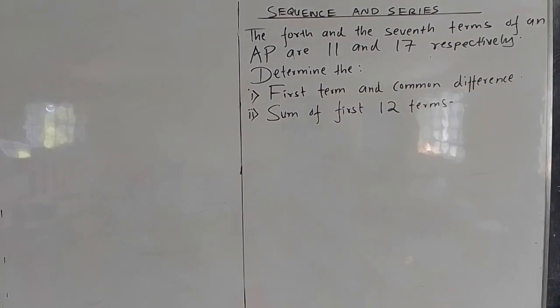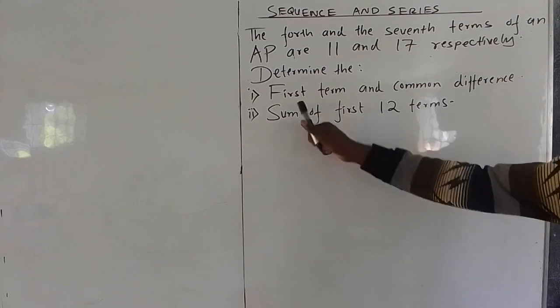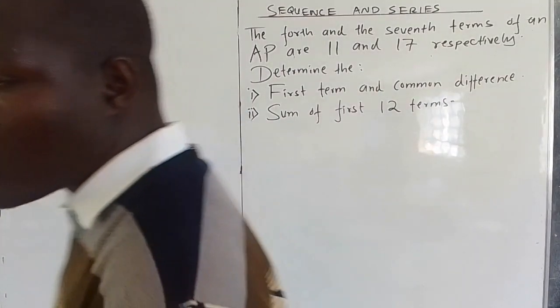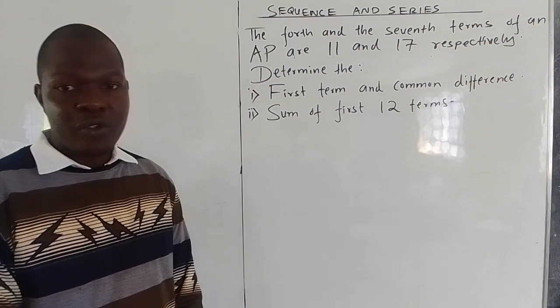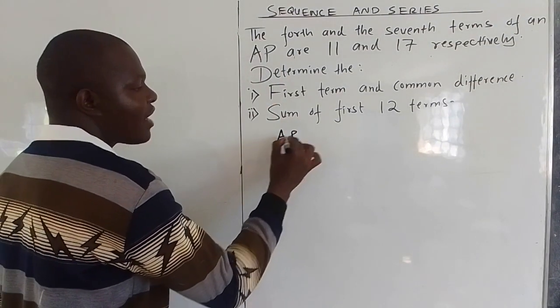So in this case, you'll be told the fourth and the seventh terms of an arithmetic progression are 11 and 17 respectively. Then you'll be told to determine the first term and the common difference and the sum of the first 12 terms. So before you start filtering the information from the question, you have to identify the unknown, isn't it? You'll be told it is an arithmetic progression, an AP.